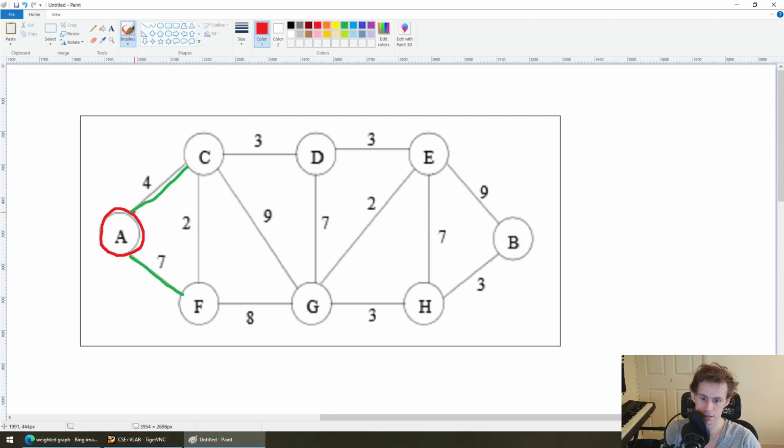I'm going to pick 4 because it's lower. I always pick the lower edge. So there's the next edge. Now my minimal spanning tree has these 2 items in it. Now I have 4 candidate edges, which is C to F, C to G, C to D, and A to F. So it's literally all the edges surrounding everything in my minimal spanning tree. I look at these. The smallest edge weight is 2, so I take that one. There's my 2. And now my minimal spanning tree has 3 elements in it.